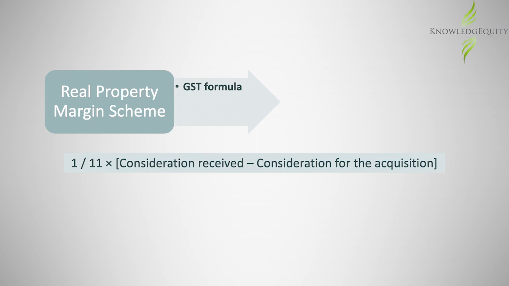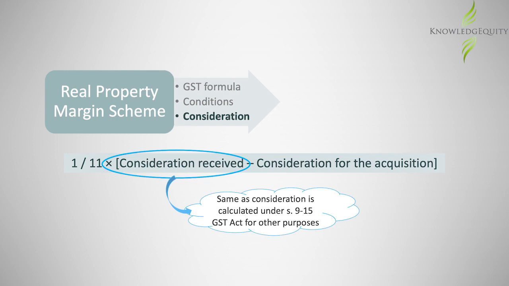In the margin scheme, GST is calculated as 1/11 of the difference between the consideration received and consideration for the acquisition. Generally, consideration received for the margin scheme is the same as how consideration is usually calculated for GST purposes. That is, the sales price is inclusive of GST.